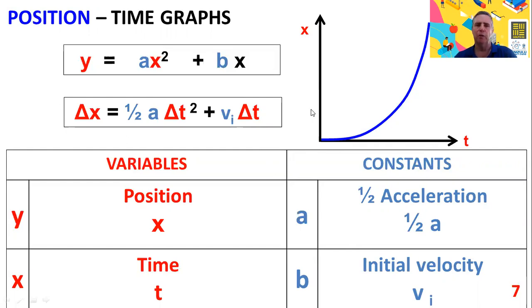This is the equation from your data sheets. Delta x, or displacement, equals half a delta t squared plus vi delta t. So now our constants, it's a little bit confusing because a becomes half a, but it's half the acceleration. That's the coefficient of delta t squared. And the coefficient of delta t is vi, the initial velocity. Because of that t squared term, we have a parabola here rather than a straight line.